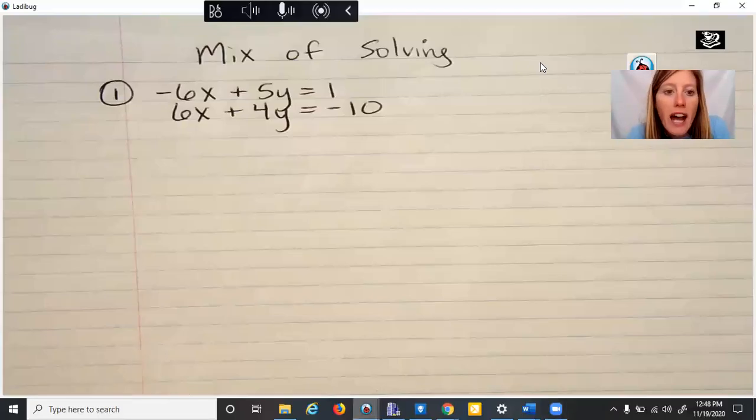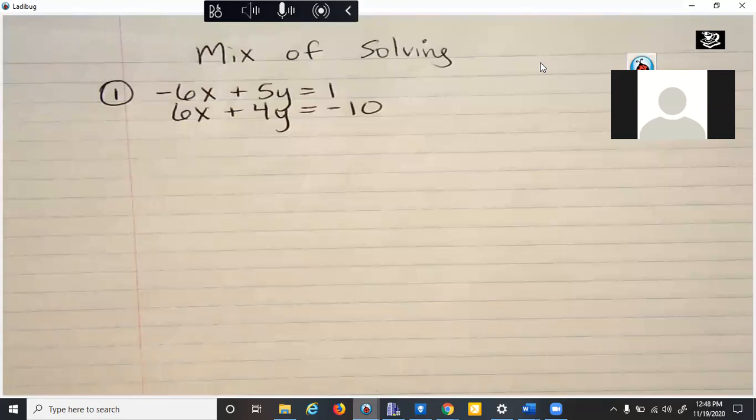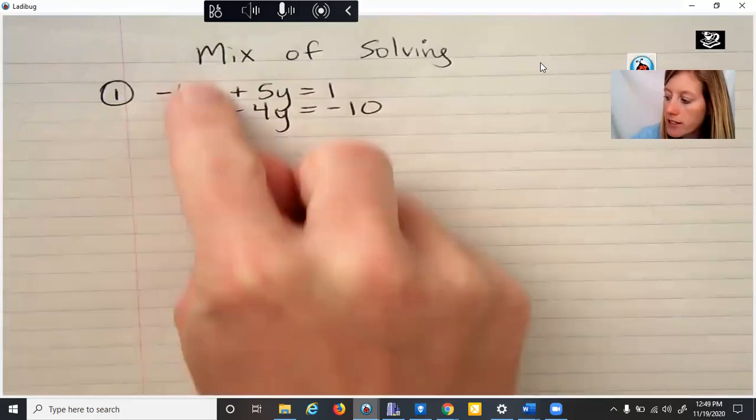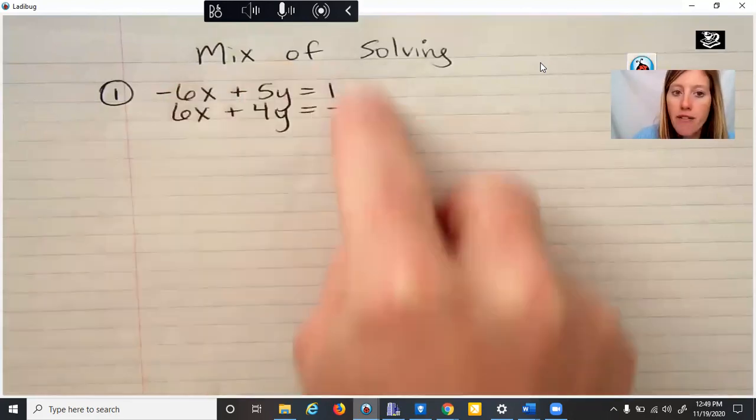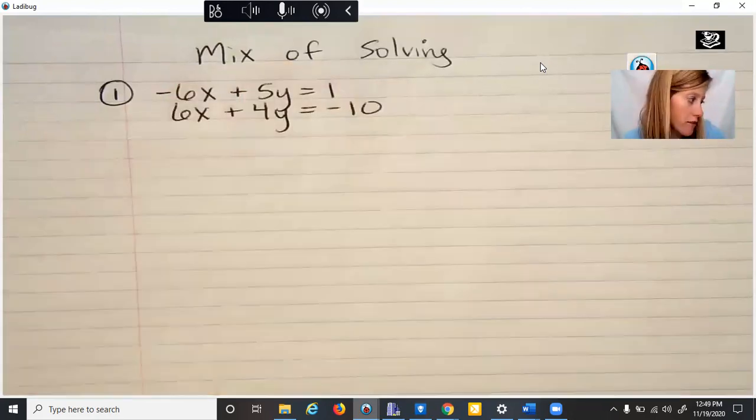Okay, so what do you guys think this one is? Substitution or elimination? Elimination. Very good. Elimination, because you can have it where something will cancel. When you have the X's, the Y's, and a number, that's when you're going to do the elimination method.